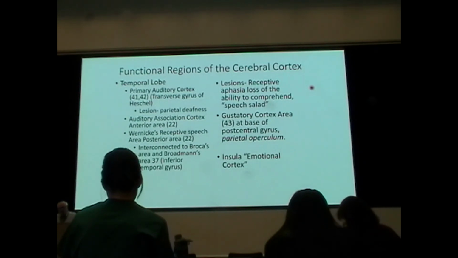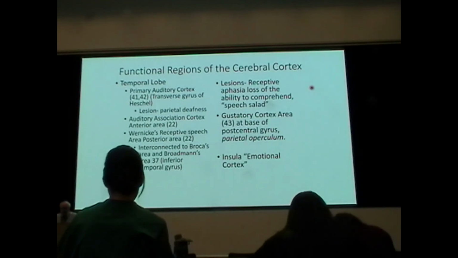The auditory association cortex is also in the superior temporal gyrus, but in the back of the superior temporal gyrus, or Heschl's gyrus, just in front of the occipital. This is called Wernicke's area, or receptive speech area. This is connected by the arcuate fasciculus to Broca's expressive speech area. So this area in here, Broca's area, Brodmann's area 37, also plays a role here in the anterior temporal gyrus.